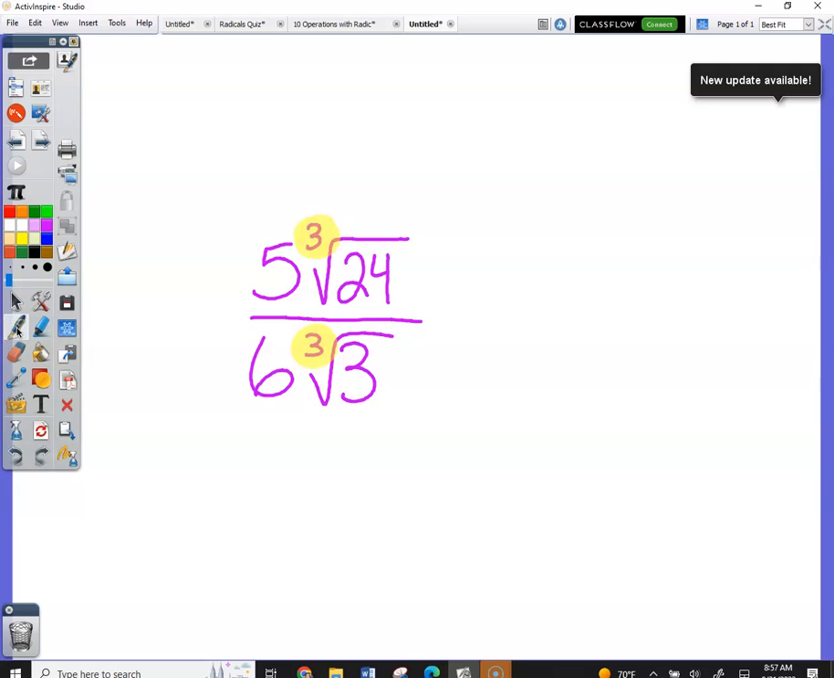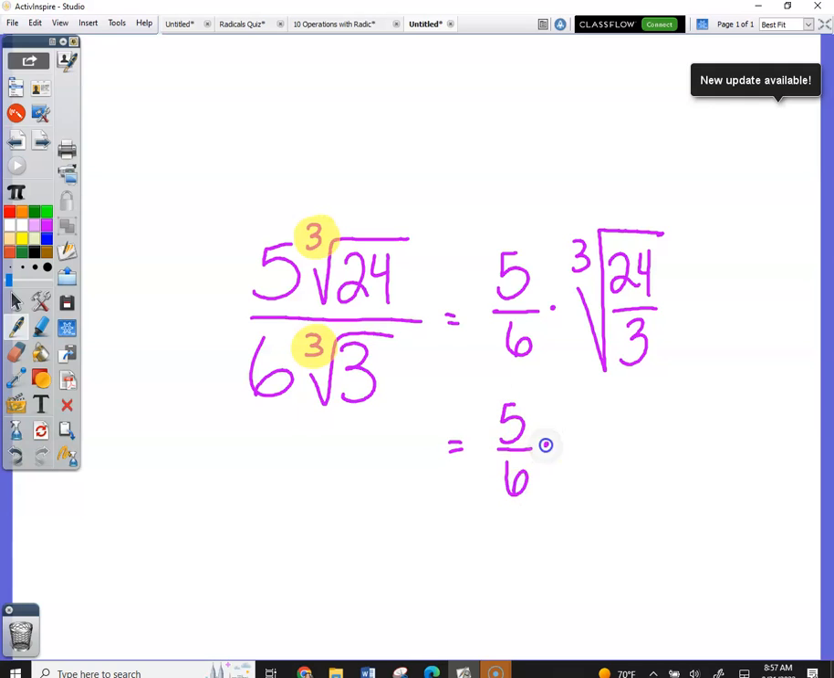They're the same root, right? Which means instead of having the 2 individual roots, you could write it as 1 big root. So I could write this as 5 over 6 times the cube root of 24 over 3. And why would I want to do that? Because 24 divides by 3, yielding an 8, which is pretty.